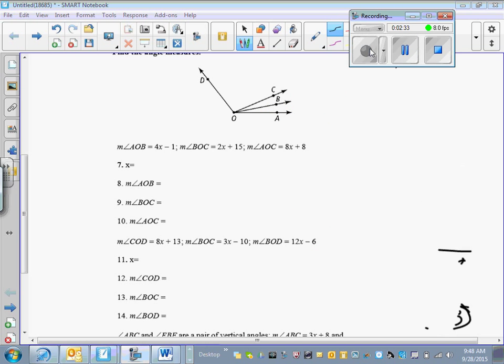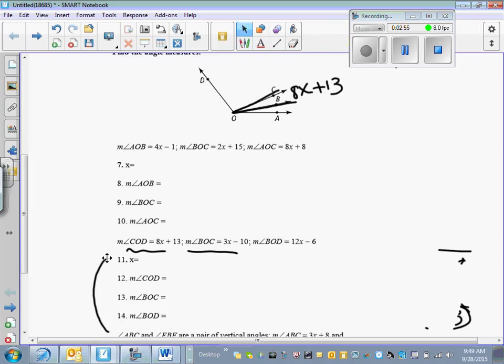All right, for problems number 11 to 14, we do the same thing, but now the equations they gave us are different. So the first one is COB. COB is given to be 8x plus 13. And let me use a different color. COD is 8x. I made a mistake. So COD, which is the big one, is given to be 8x plus 13.